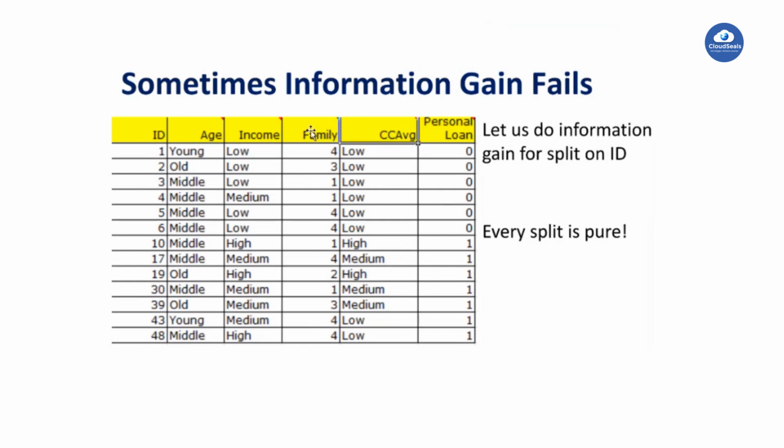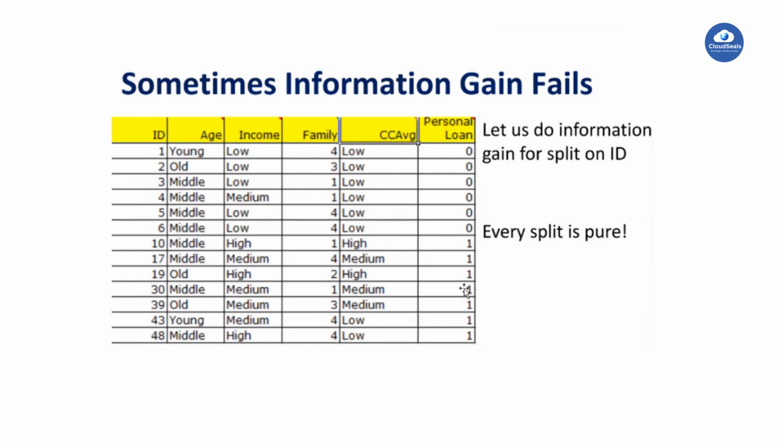First, we have the split family. It has 5 variations, so 5 splits: 1, 2, 3, 4. Let's take family 1, which belongs to class 1, personal loan 0 or 1. We can't say by using just this. Why? Because one is assigned to 0 and one is assigned to 1.